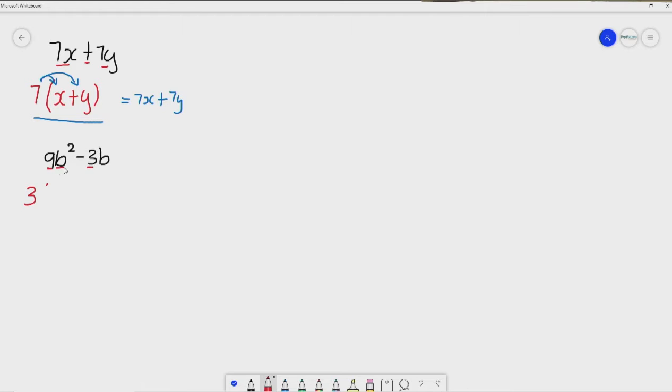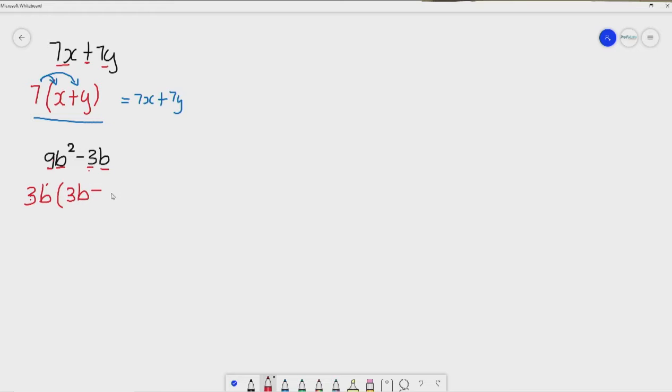No, we shouldn't, because both of the terms have b's in them. So we know we have to look at b squared and b. The highest common factor of b squared and b would be b. So outside of the bracket, we have 3b. So we're going to close the bracket now. So 9 divided by 3 gives us 3. And b squared divided by b gives us b. Put back our subtraction sign.